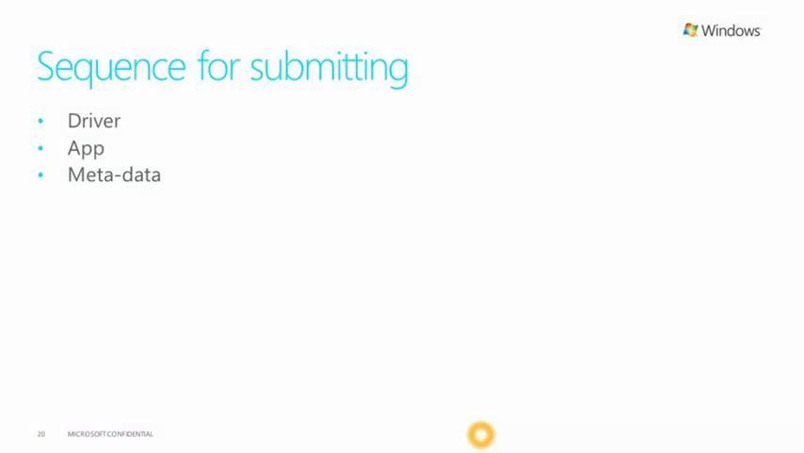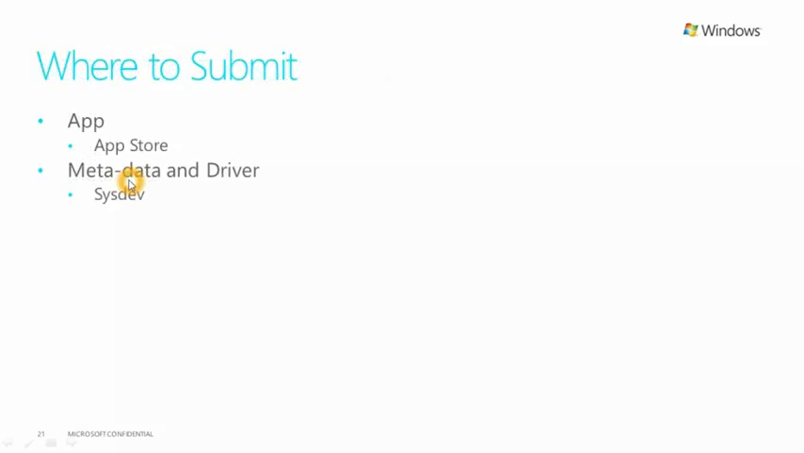Submitting and updating, the sequence is as follows. You would submit your driver first, after which point you submit your app, and then the metadata. Windows will check the metadata against the driver and the app to ensure that both are present before it will certify the metadata. You submit the app to the App Store, and you submit the metadata and the driver to SysDev.